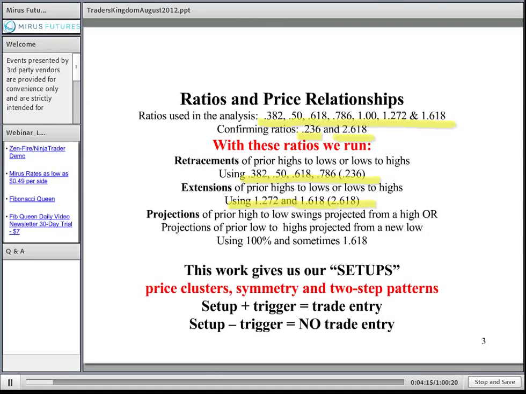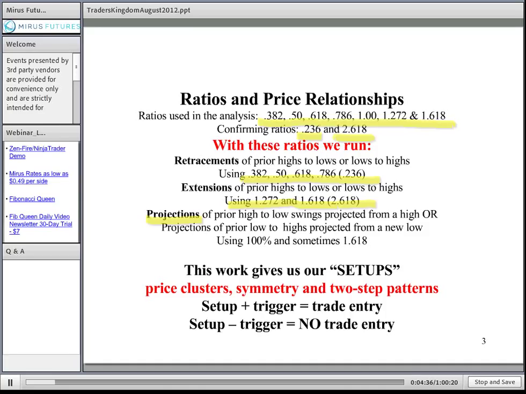The last type of price relationship that I use is what I call a projection. Now the only problem with this is that the other programs call the tool an extension tool, and it does not matter what the tool is called. It just matters that you use a 3-pointed tool to run these projections.